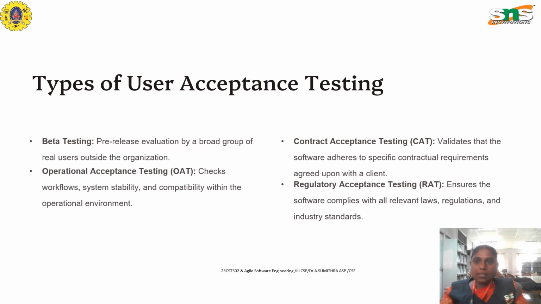Contract acceptance testing ensures the software meets a specific client contract's terms. And regulatory acceptance testing verifies compliance with laws and industrial standards, like GDPR for data privacy. Each type addresses different aspects of readiness, ensuring that the software is robust and compliant.